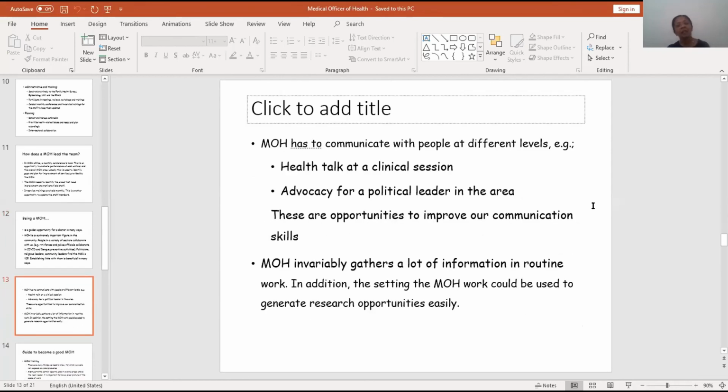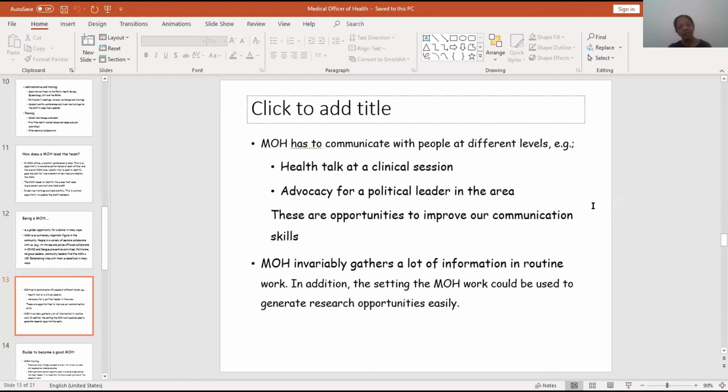MOH has to communicate with people at different levels. So in clinical sessions like antenatal sessions and newly married sessions, you have to give health talks. But for political leaders, you have to do advocacy in the area. And these are the opportunities to improve your communication skills.